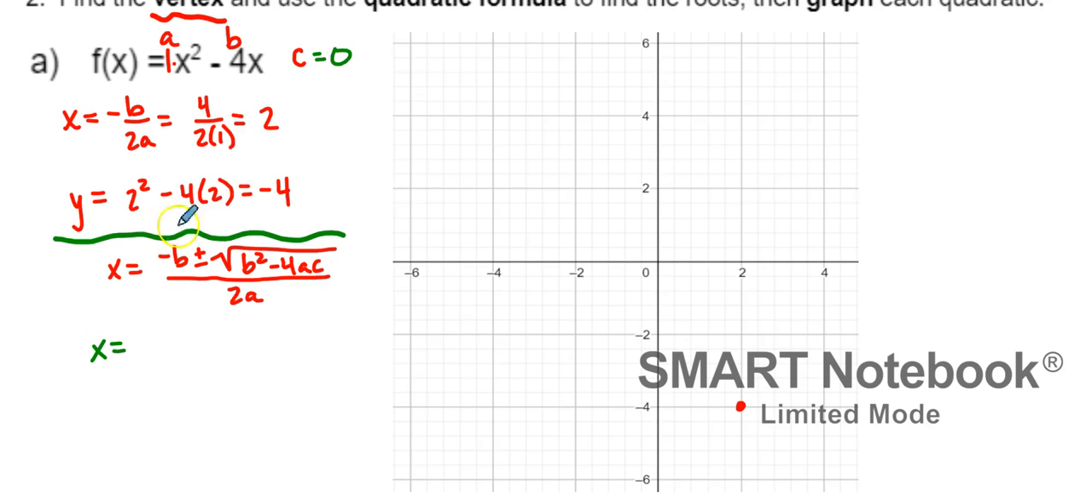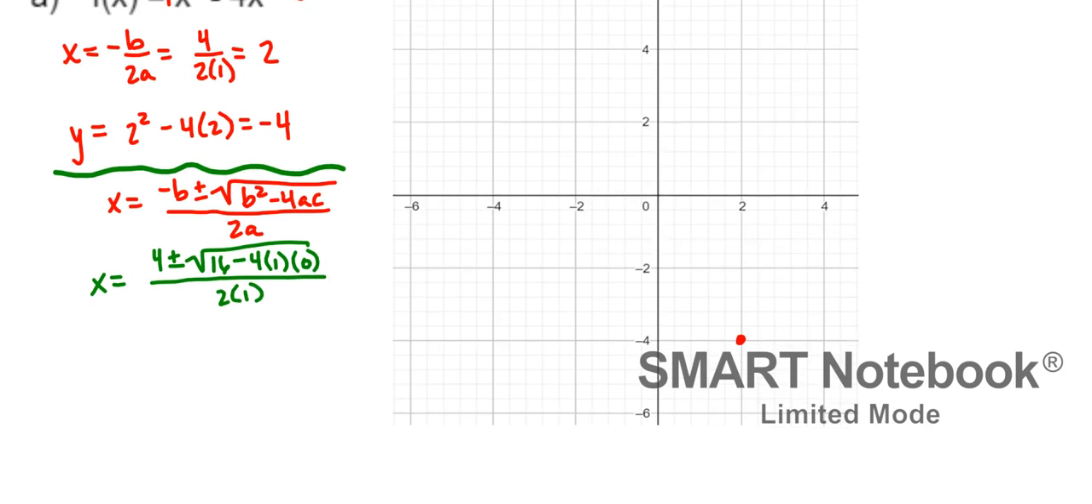So we just plug it in. So x equals negative b, which is a positive 4, plus or minus the square root of b squared, which is negative 4 times negative 4, so that's 16, minus 4 times a, which is 1, times c, which is 0 in this case, all over 2 times 1.